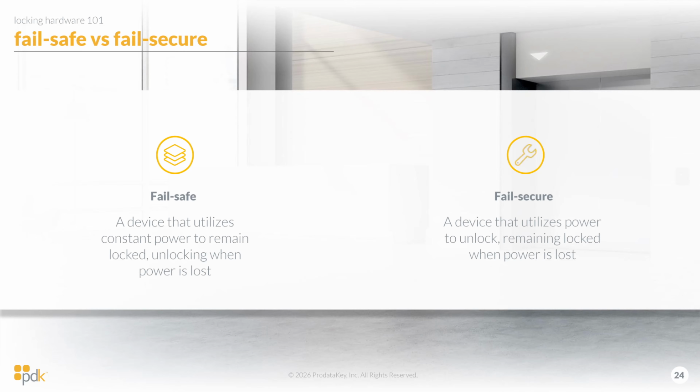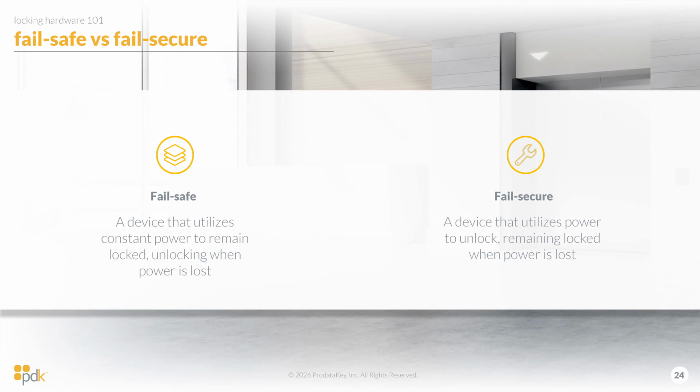And finally, just to recap, fail-safe versus fail-secure. Fail-safe is a device that requires constant power to remain locked, and that's a prime example of a mag lock. It is using that constant current to provide an electromagnet, and that current is what keeps the door held closed. As soon as you cut power, that door unlocks.